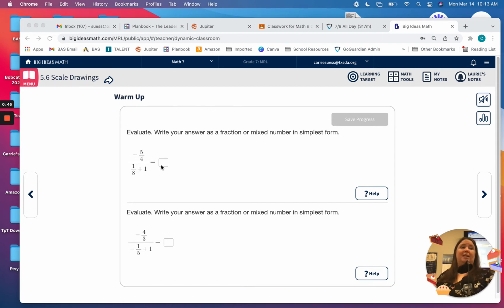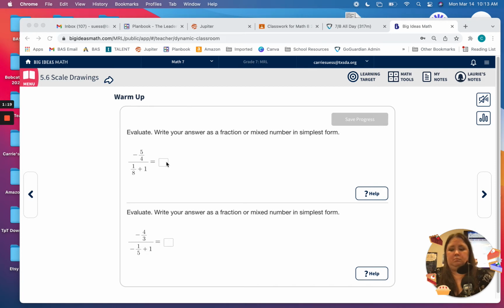Your answer will be negative, yes? Negative 1 and 1/8. That's exactly what I did. But what's up with the plus 4? I just said, you're going to add the 1 to the 1/8. So negative 5/4 divided by 1 1/8. And then write it as a fraction or mixed number in simplest form. So you should get negative 1 1/9.